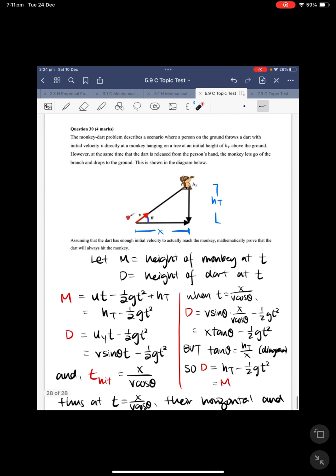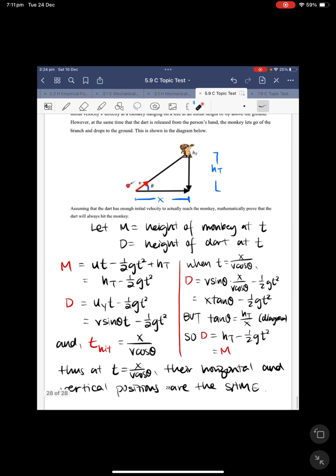All right, the last question is a very tricky question, but essentially what we have here is a dart that is aimed at a monkey hanging on a tree at an initial height of ht above the ground. At the same time that the dart is released from the person's hand, the monkey lets go of the branch and drops to the ground. So the dart is launched and then the monkey starts falling down. Assuming that the dart has enough initial velocity to actually reach the monkey, mathematically prove that the dart will always hit the monkey.